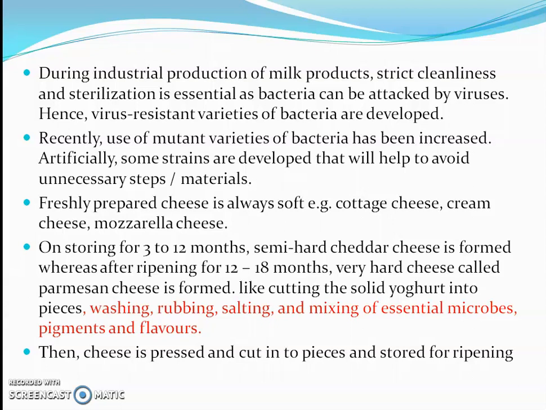Freshly prepared cheese is usually soft. For example, cottage cheese, which means paneer, cream cheese, and mozzarella cheese. Mozzarella cheese is the cheese that is used in pizzas. On storing for 3 to 12 months, a semi-hard cheddar cheese is formed, whereas after ripening for 12 to 18 months, very hard cheese called Parmesan cheese, usually used in pastas, is formed.